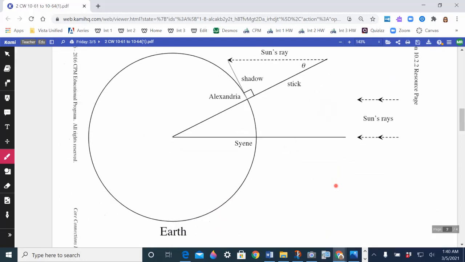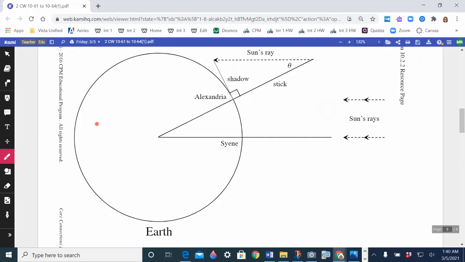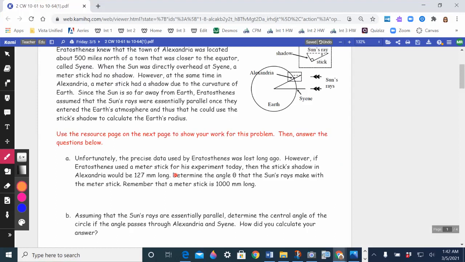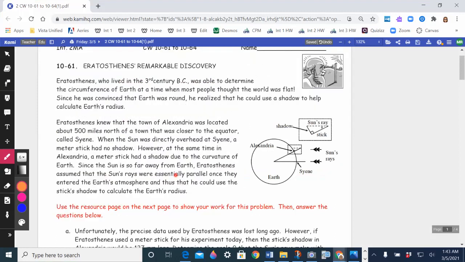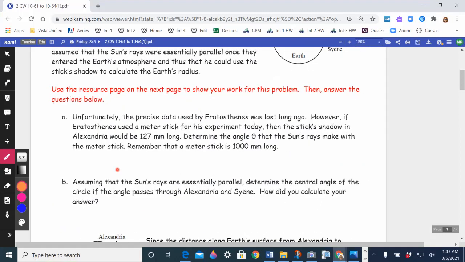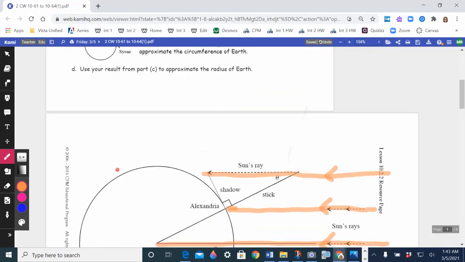Okay, so we're going to fill in some information that we know here. So I drew in parallel lines. The sun rays are parallel. That's what we saw in the video, and that's what they said in this problem. So I'm drawing in parallel lines. That's going to be important to us. In part A here, it says that the stick shadow was 127 millimeters long, and that a meter stick is 1,000 millimeters. So I'm going to come back here and put those numbers in.